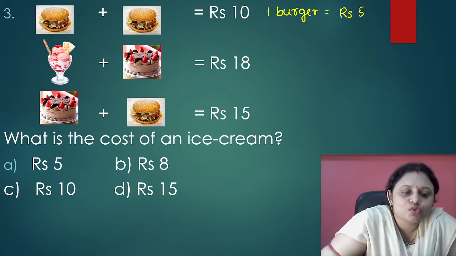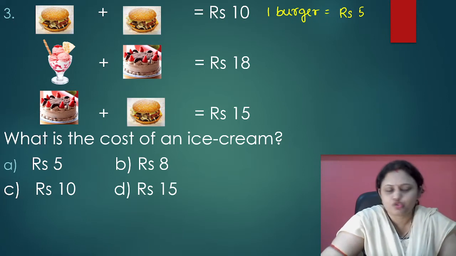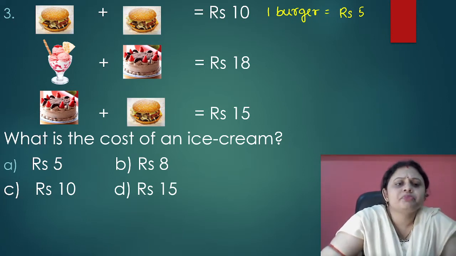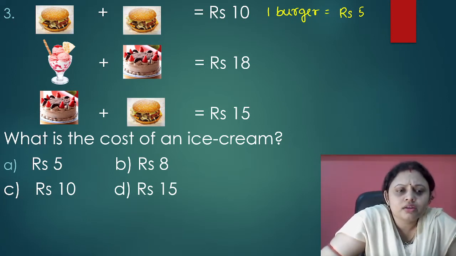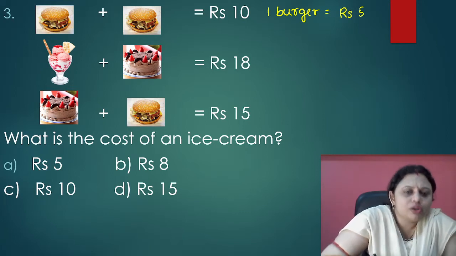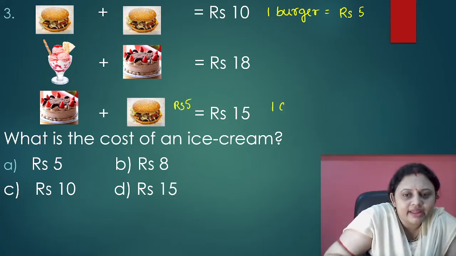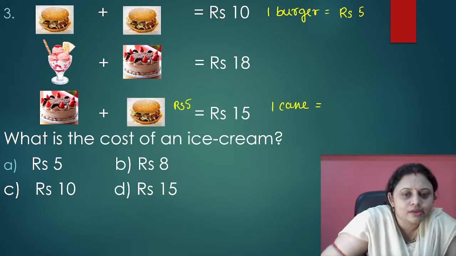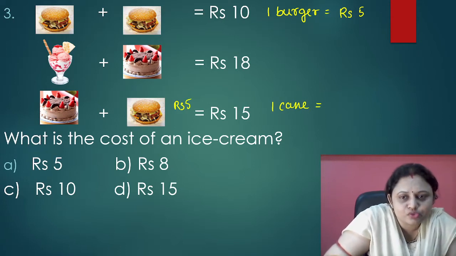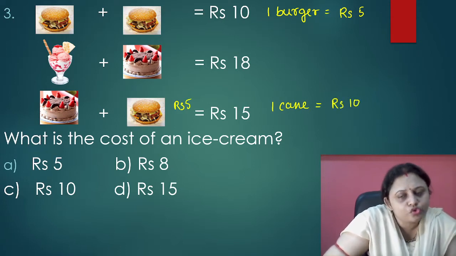Okay, so one ice cream and one cake, rupees 18. One cake and one burger, rupees 15. We don't know the exact values, but we know that burger is rupees 5. So one cake, how much is it? One cake equal to rupees 15 minus rupees 5, that is equal to rupees 10.